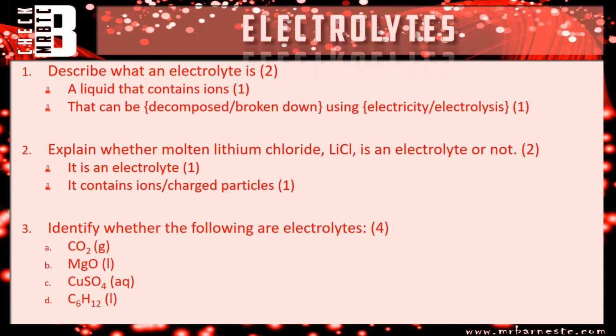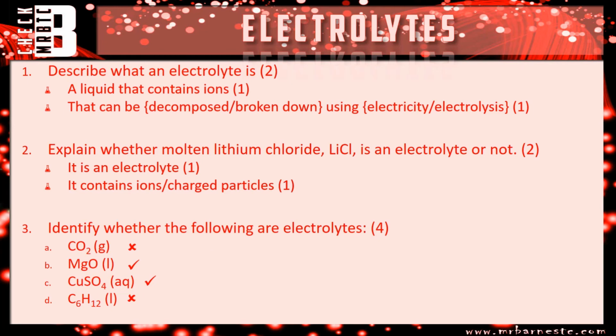Question 3, identify whether the following are electrolytes. So 4 marks, 1 mark for each. CO2, you've got carbon and oxygen, both are non-metals, so it is not an electrolyte. Magnesium oxide, you have a metal, you have a non-metal, it's already in a liquid state, so it's melted, so it's an electrolyte. Copper sulfate, you've got your copper metal, you've got your sulfate anion, which is a non-metal, it's aqueous, it's dissolved, therefore it's an electrolyte. And then finally, C6H12, carbon, hydrogen, both non-metals, therefore it is not an electrolyte. So 1 mark for each one of those correct.